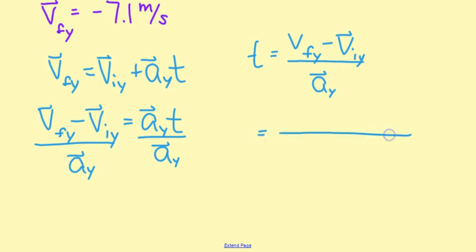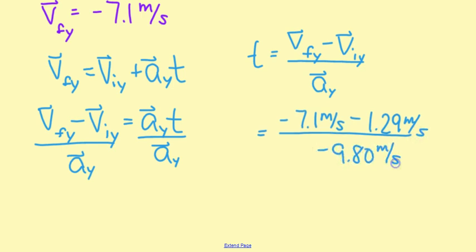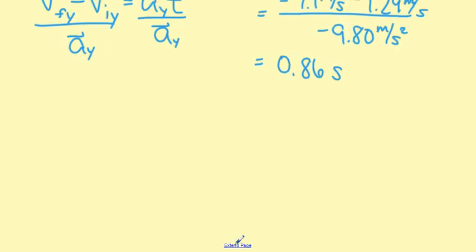Or in other words, negative 7.1 meters per second minus 1.29 meters per second divided by negative 9.8 meters per second squared. This yields a time of 0.86 seconds. Now that I know that time, I'm going to use it to calculate the x displacement that he travels in those 0.86 seconds.